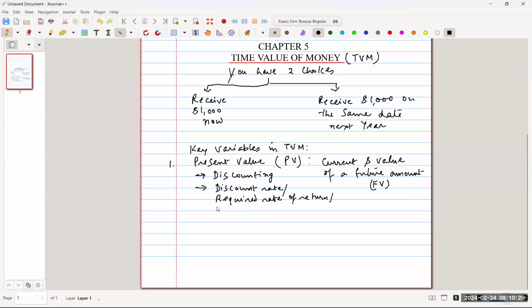And at other points, it's called the expected rate of return. And yet at other points in time, it's referred to as the cost of capital. So when you go through the chapter on capital budgeting and cost of capital, you will realize that the same thing that we will use here in the form of a discount rate will be known as the cost of capital there.